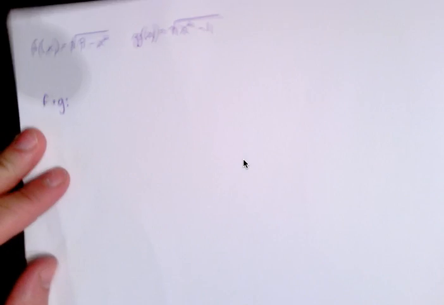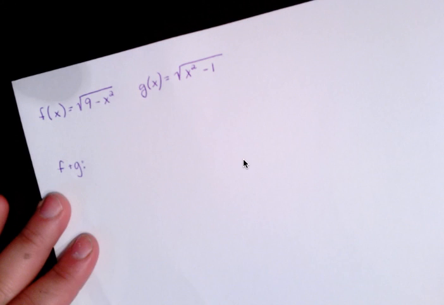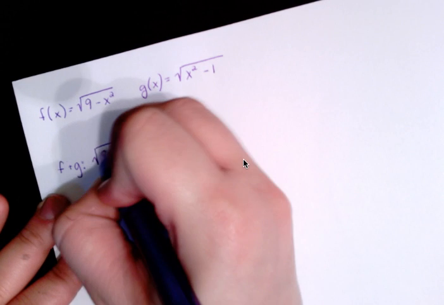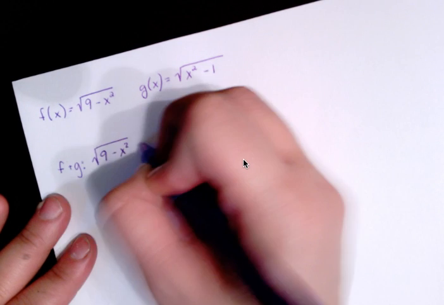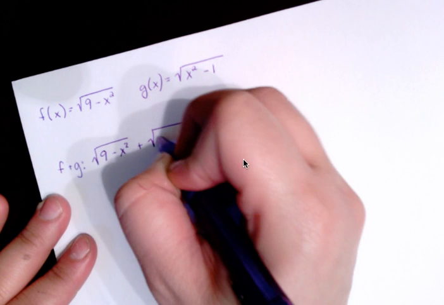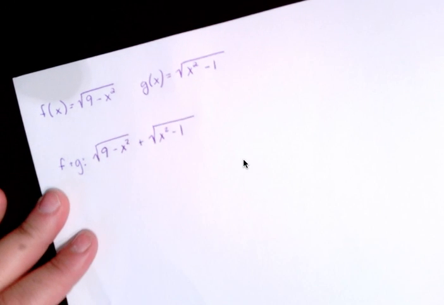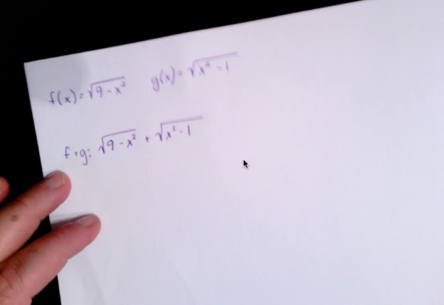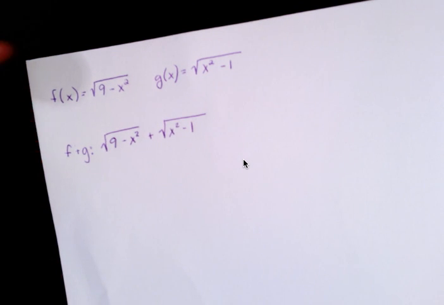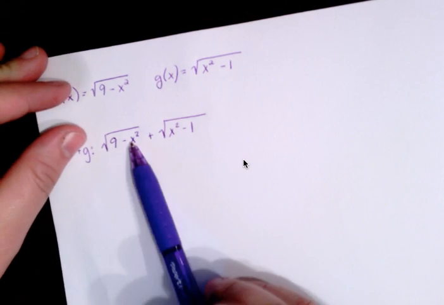So what you would do is you take function f, which is the square root of 9 minus x squared, and you'd add function g, which is the square root of x squared minus 1. So that's the first part of your answer. It's probably the easiest part to do. We can't simplify this anymore. This is all we can do.